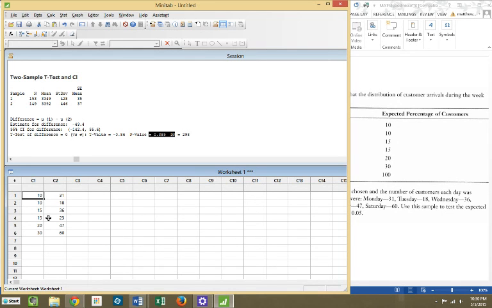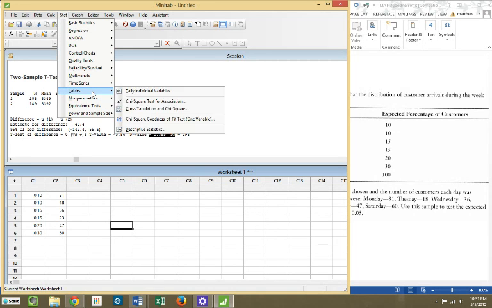Now, I have a small issue. These are percentages here that are the expectation. So I need to change that to 0.1, 0.1, 0.15, 0.15, 0.20, 0.30. So this is my expected value, my expected percentage. These are how many people actually walked in the door. Stat, I'm going to go tables because I literally put in a table of data.